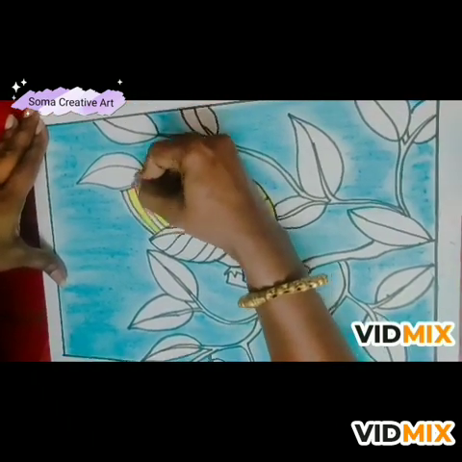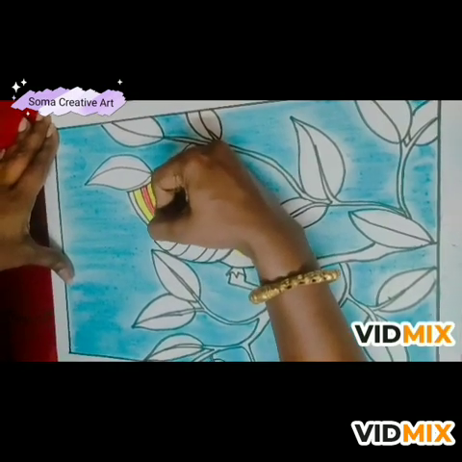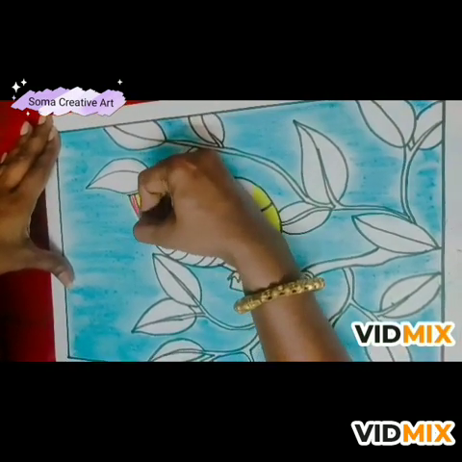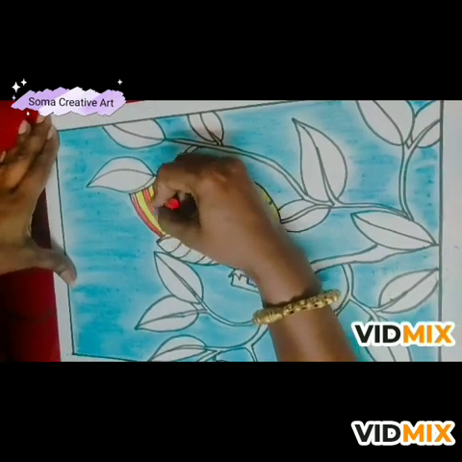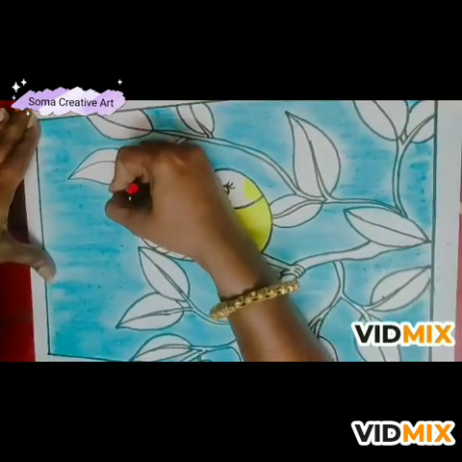Color the bird with a mixing color of yellow, red and pink. This is a migratory bird. They come in many different colors and sizes.